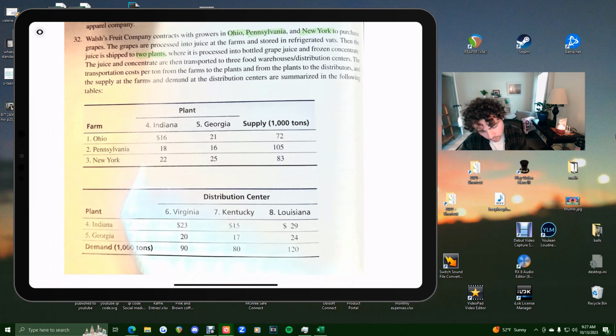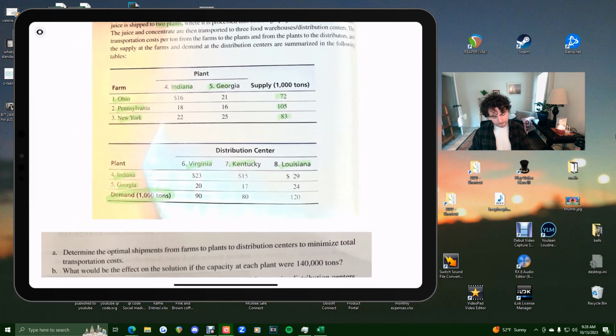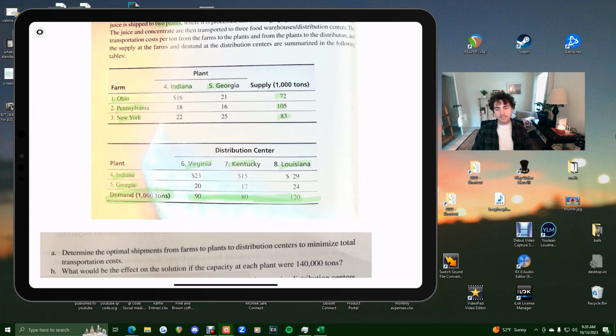So we're going from farms to plants, and the supply is this many thousand tons. They don't tell us what each plant demands, but they do tell us that it goes from the plants to the distribution centers, with a demand of 1,000 tons. So we have this demand eventually for the distribution centers. They say determine the optimal shipments from farms to plants to distribution centers to minimize total transportation costs.